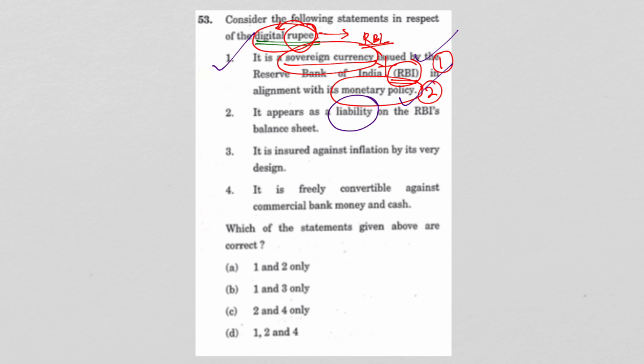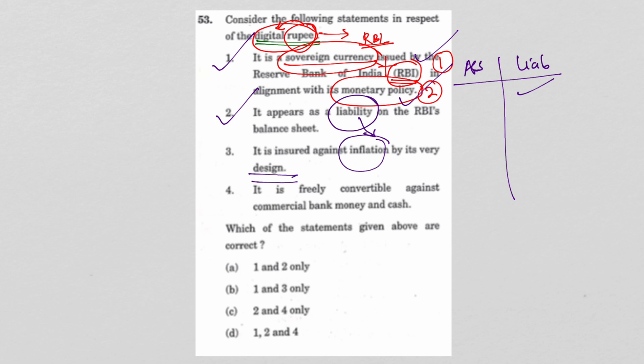Statement 2: it appears as a liability on RBI's balance sheet. Now again, you should know what are the assets in RBI's balance sheet and liabilities in RBI's balance sheet. This is important, and this was also a PYQ. UPSC had asked a similar question regarding assets and liabilities of banks. So, currency in circulation is a liability for RBI. So, this is also correct. Next: it is insured against inflation by its very design.